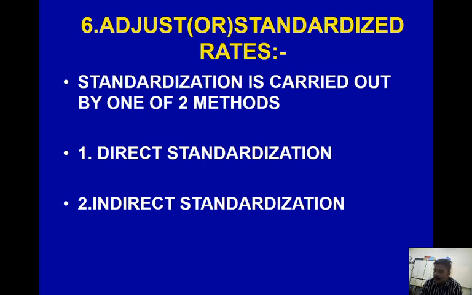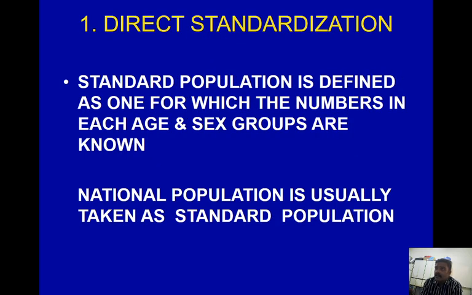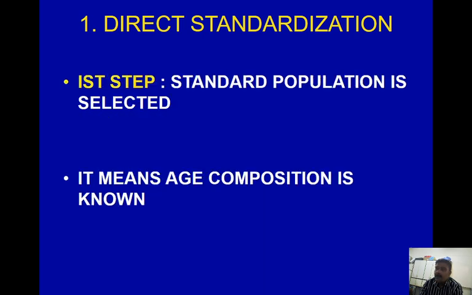So I'll try to tell you what direct standardization is first. In direct standardization, a standard population is defined as one for which the numbers in each age group are known, and the national population is usually taken as the standard population. So what happens is, you do a study. I'll show you the example.